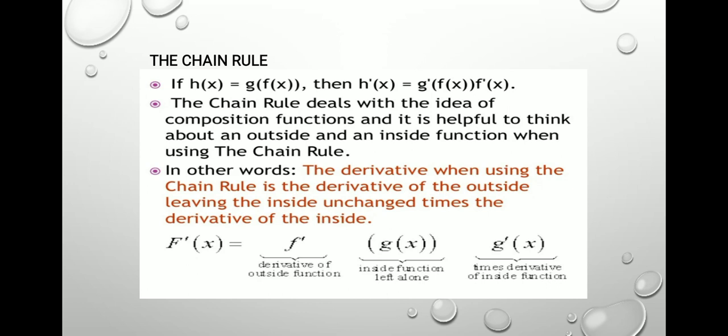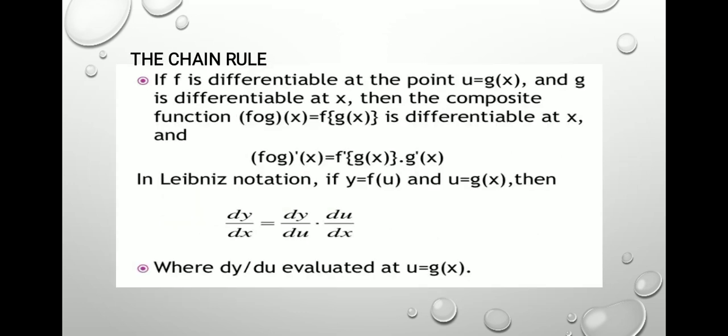In other words, the derivative when using the chain rule is the derivative of the outside leaving the inside unchanged times the derivative of the inside. We have here f prime of x is equal to f prime of g of x times g prime of x, wherein f prime is the derivative of the outside function, g of x is the inside function left alone, and g prime of x is the derivative of the inside function.